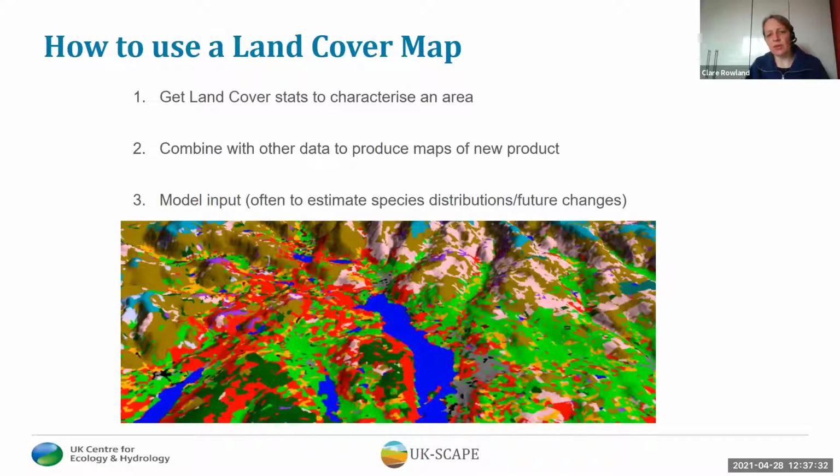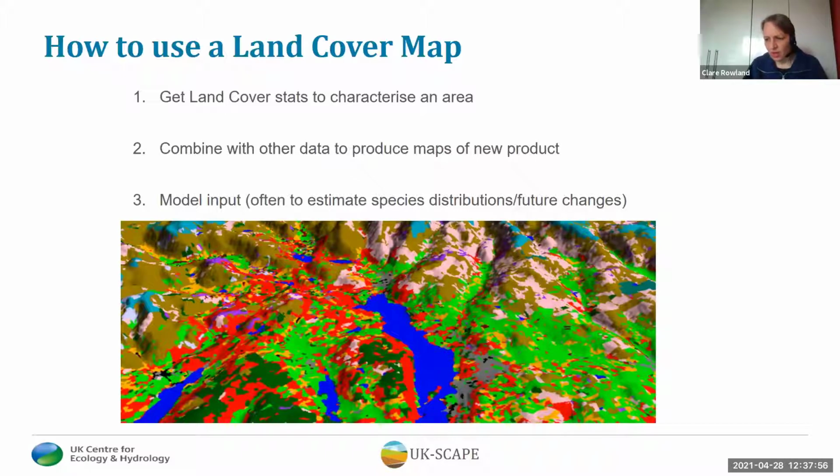But once you've got your land cover map, there's a variety of ways you can use it. The simplest way is if you just want to compare two catchments or two counties, and you want to compare how similar or how different they are because of their land cover. That's probably the simplest way that you can use a land cover data set. But there's a lot of other ways that you can use the data sets as well.